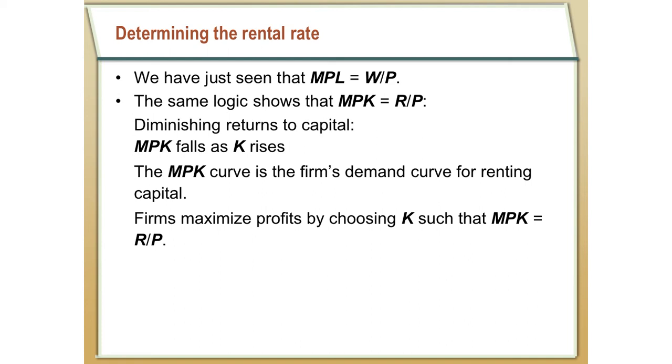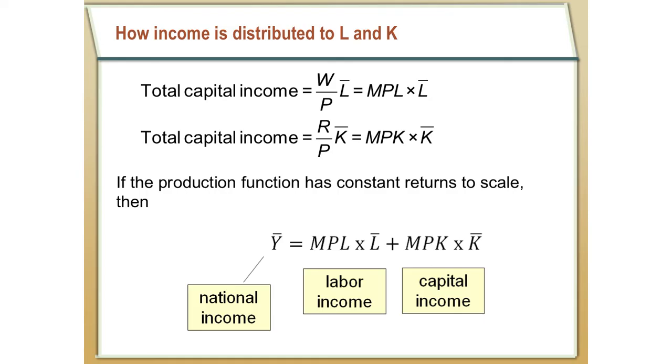Again, this is a profit maximization exercise by firms. They're going to keep renting more capital until the benefit, which is the marginal product of capital, is just equal to the cost of acquiring the capital, which is the real rental rate. Now we're going to continue our discussion of how income is distributed to the owners of the resources, the labor owners and the capital owners.